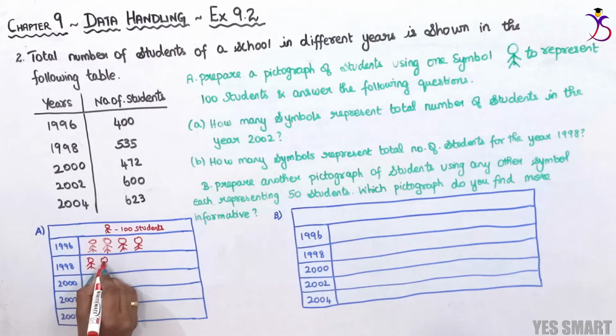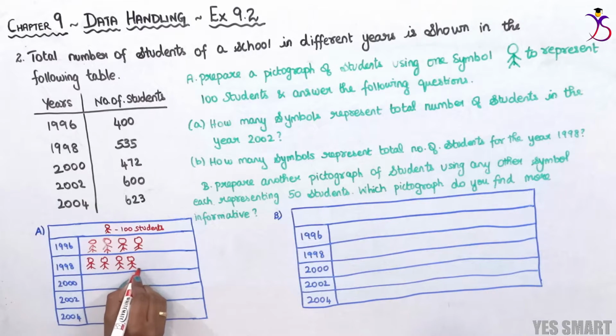100, 200, 300, 400, 500, and we have 35 left out.